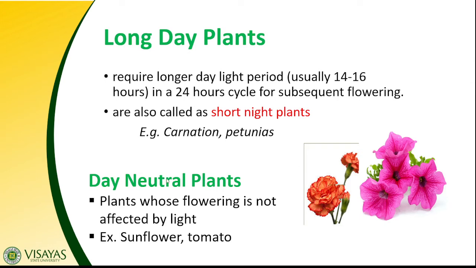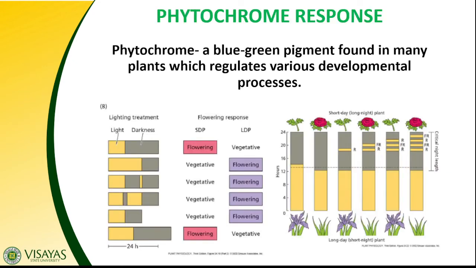And the third classification is the day neutral plants whose flowering is not affected by light. So regardless of the length of light period, the plants will flower just like that of sunflower and the tomato. So these are very common plants. Actually, flowering of plants is mediated by phytochrome. And phytochrome is defined as a blue-green pigment found in many plants which regulates various developmental processes. And one such developmental process being regulated by phytochrome is flowering. So we'll take up this part here first.